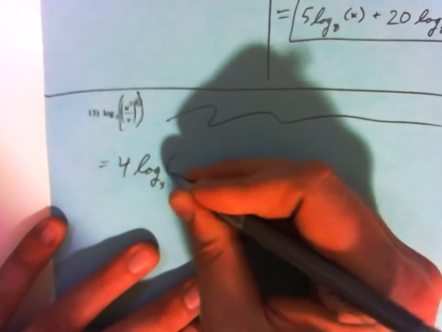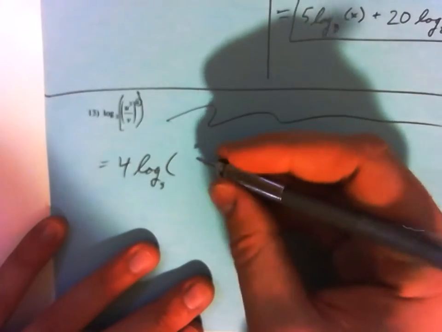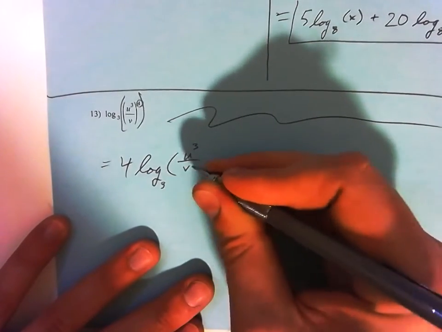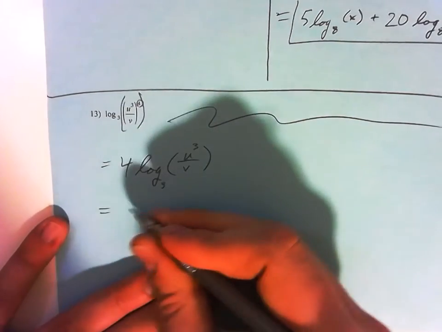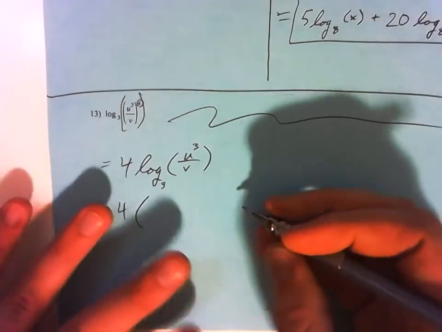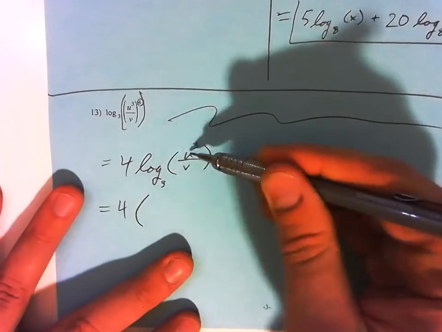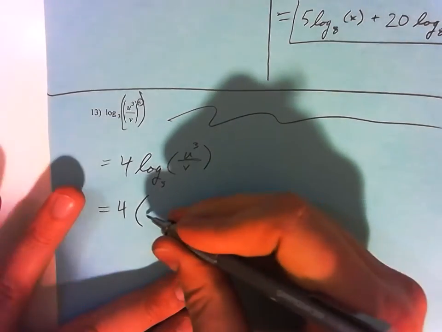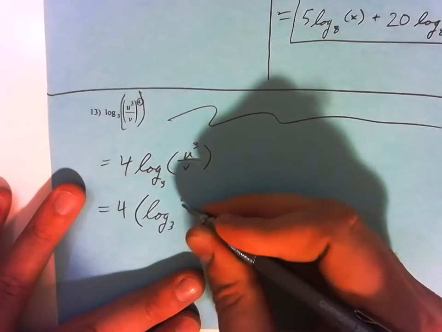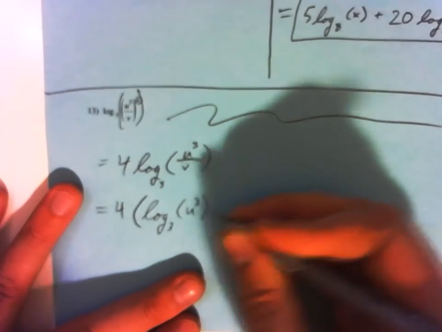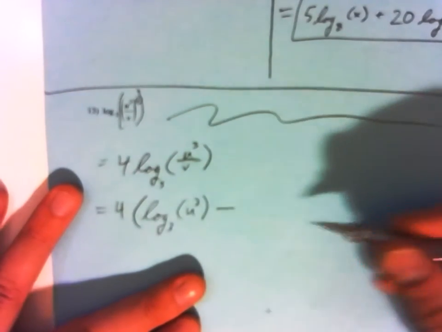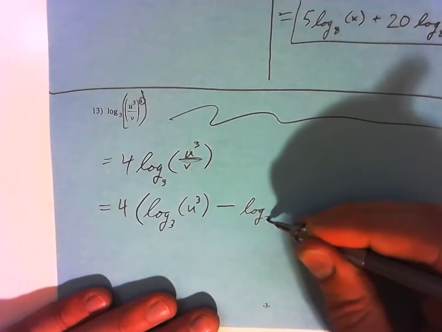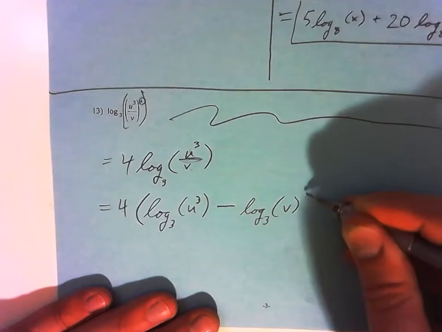It's log base 3. Don't forget to write the little 3 on all the logs. u to the 3rd over v equals 4 times. We can separate this log into 2 logs with subtraction. Division inside the log becomes 2 separate logs subtracting the log of the top, or the numerator, minus the log of the bottom, or denominator.